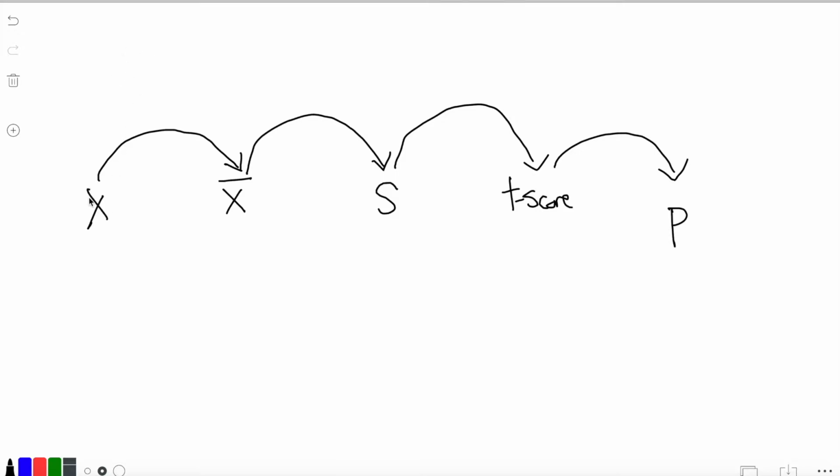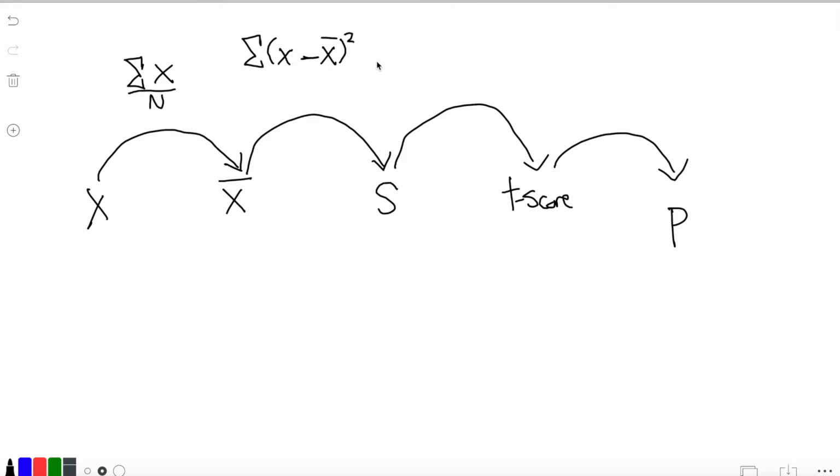So to get from our observed value to our mean, we're going to sum our x observed values, and we're going to divide it by n. Then we're going to use this mean in an equation to get our standard deviation. That looks like this. We're going to take our x observed scores from here, and we're going to subtract our mean from all of them. Then we're going to square these numbers, and then we're going to sum them up together.